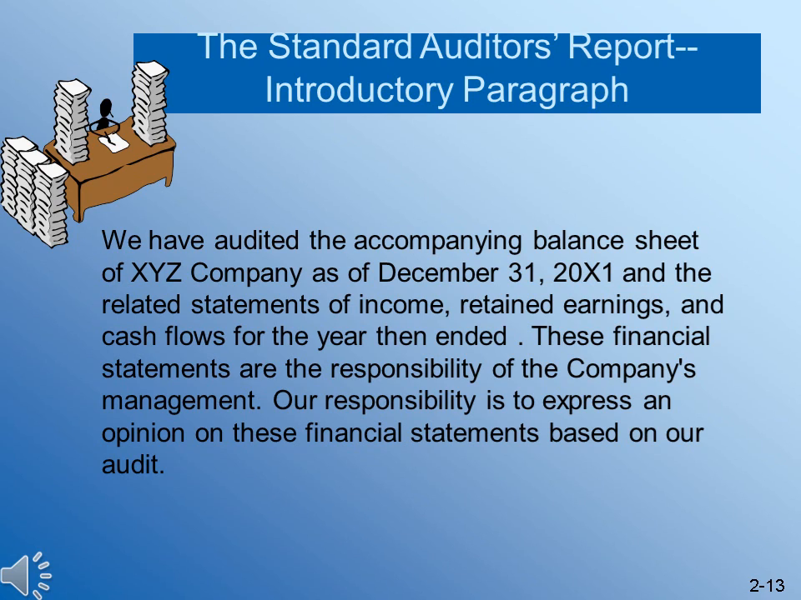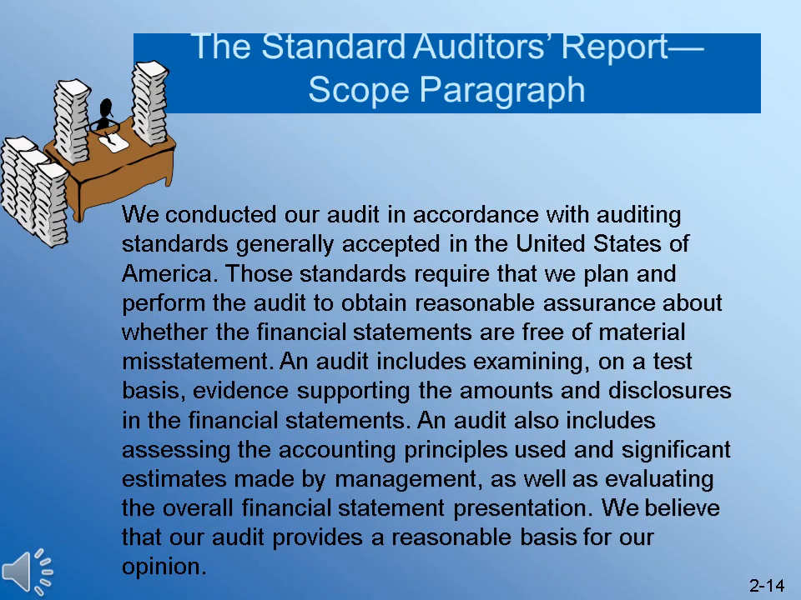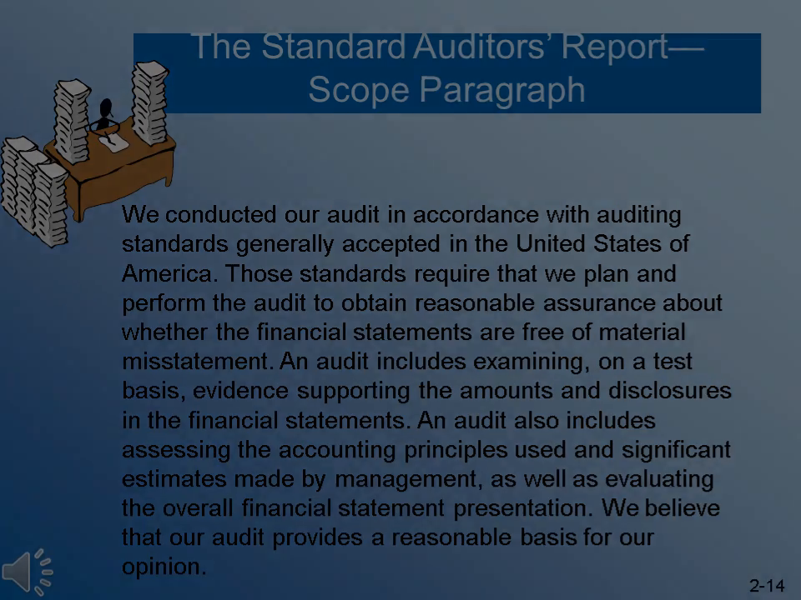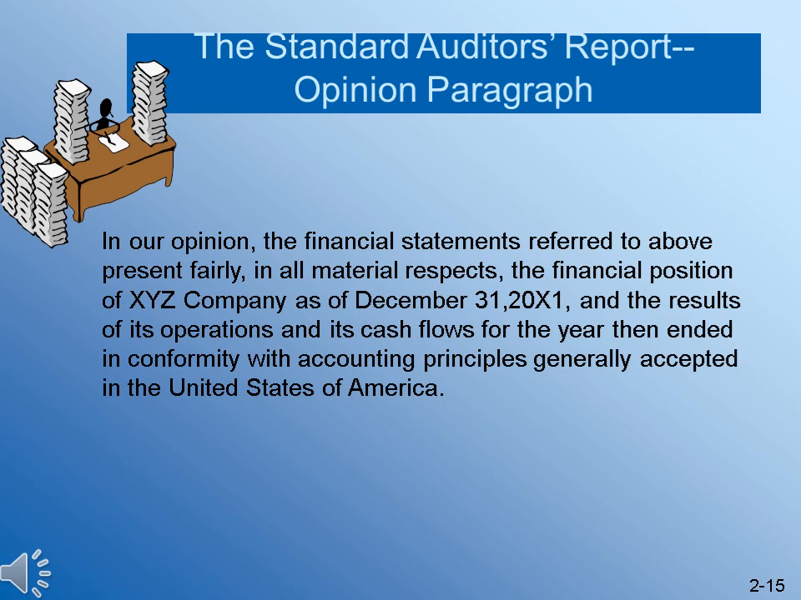What you are seeing here is the introductory paragraph of the auditor's standard unqualified report. This paragraph clarifies the responsibilities of management and distinguishes those from the responsibilities of the auditors. This paragraph is referred to as the scope paragraph, and describes the nature of the audit. The final paragraph, also known as the opinion paragraph, is a concise statement of the auditor's opinion based on the audit.